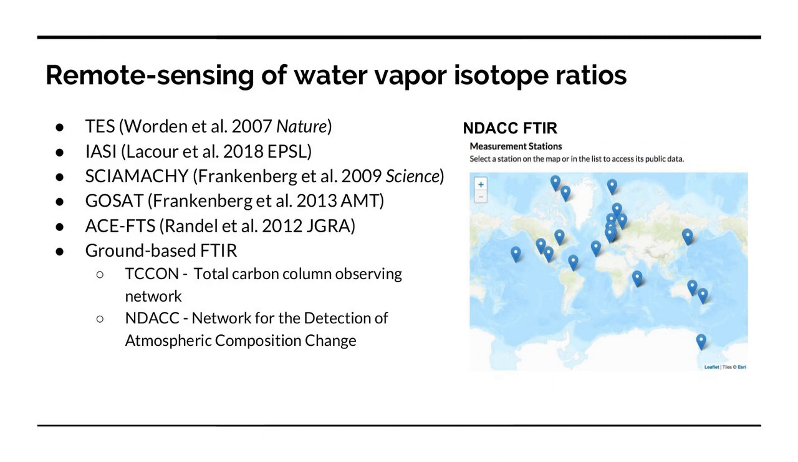With those sorts of limitations, many studies have leaned on remote sensing of water vapor isotopes as a way to cover a broader geographic area in a climatological sense. There are a number of satellite-based instruments that give us some record of water isotope ratios in water vapor, and some of those are listed here. For example, TES and IASI, SCIAMACHY, GOSAT, ACE.